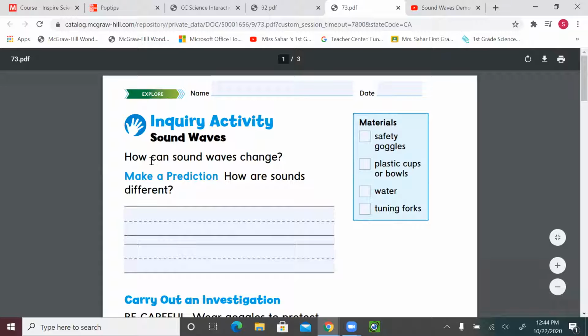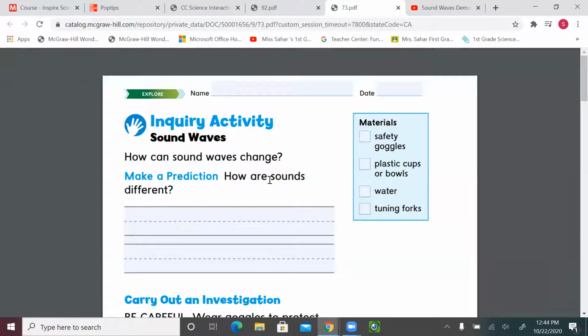We're still talking about waves in sound, and that we cannot see it all the time, but we can hear it. So let's do this one. How can sound waves change? Make a prediction. Prediction means you're guessing. You think this will happen. You could be right or wrong, but that's the whole idea of prediction. You don't have to be always right.